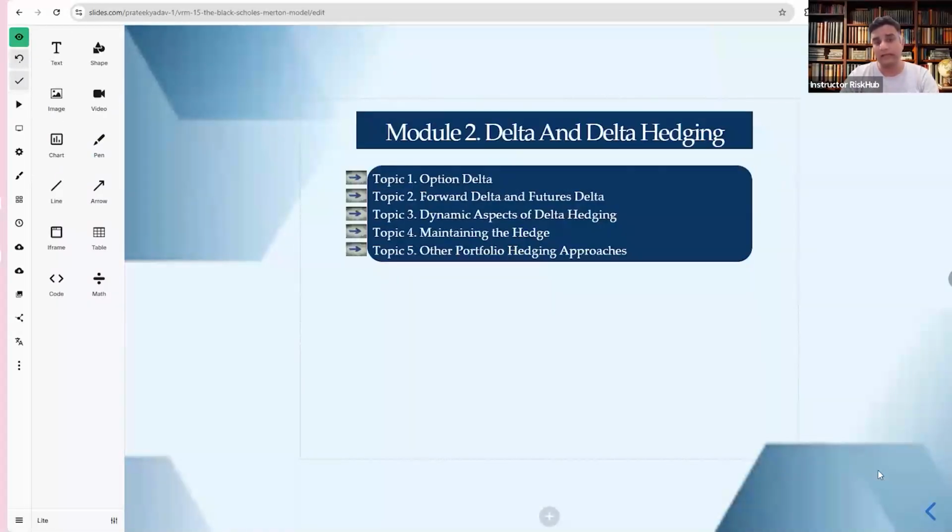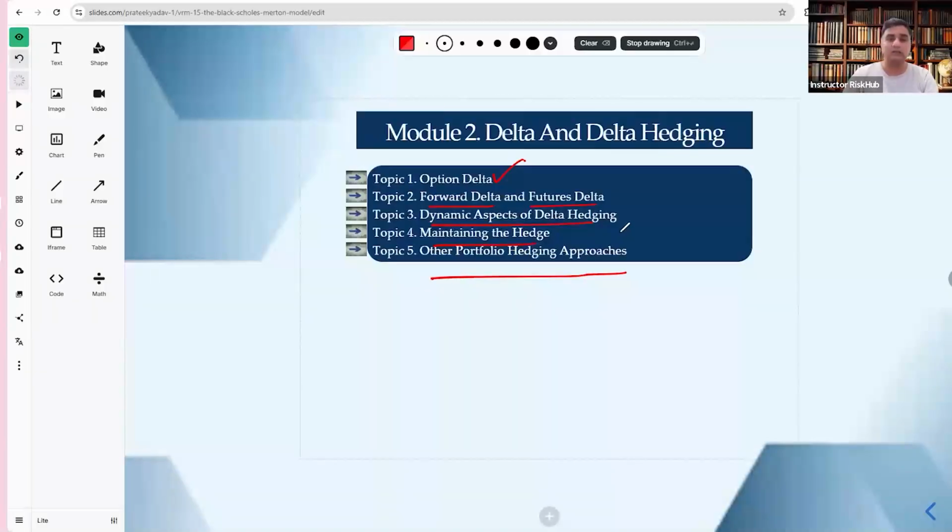Then we go to delta and delta hedging. Now we are getting into the meat of the topic, right? Delta, what is the option delta? What's the forward delta? What is the future delta? What are the dynamic aspects of delta hedging? What is it about maintaining the hedge? Other portfolio hedging approaches, right? So that's what we need to understand.